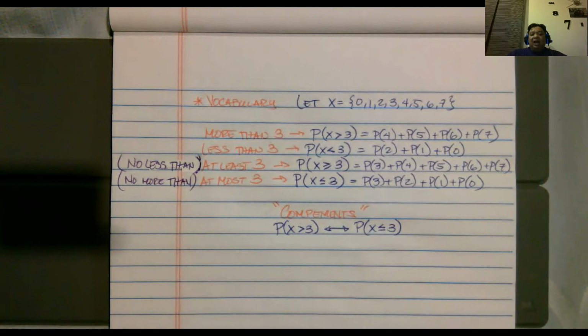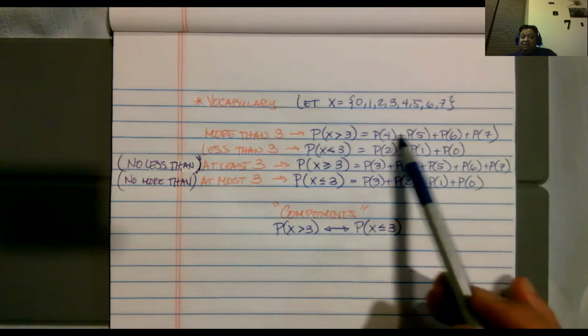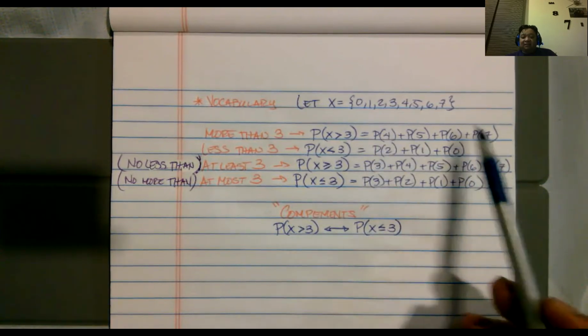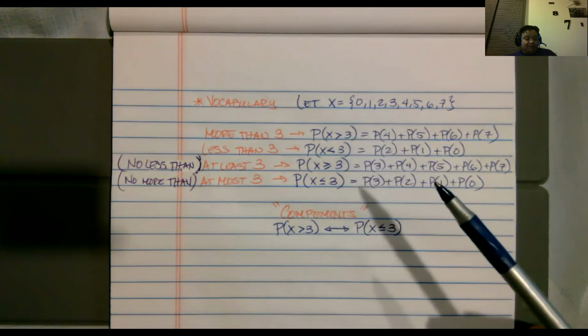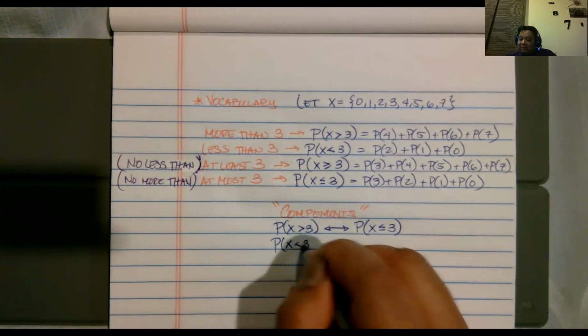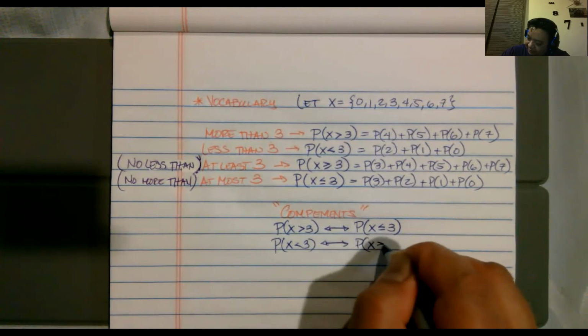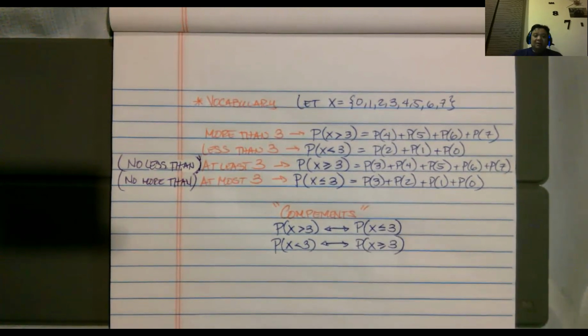So remember, it's directly the opposite. So it's basically all the probabilities not on this one. So not 4, not 5, not 6, not 7. So we are talking about 3, 2, 1, and 0. Same thing with this one. The complement of x less than 3 would be the probability that x is greater than or equal to 3. So the complement will have the equals and vice versa. Any questions on these?